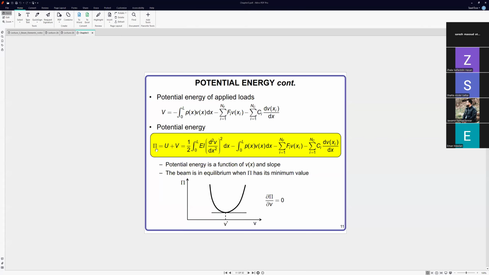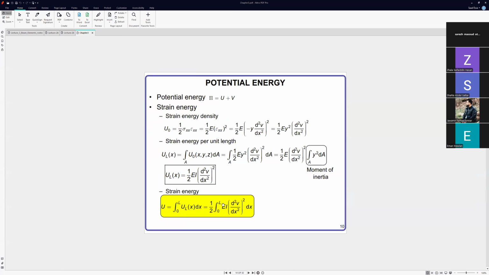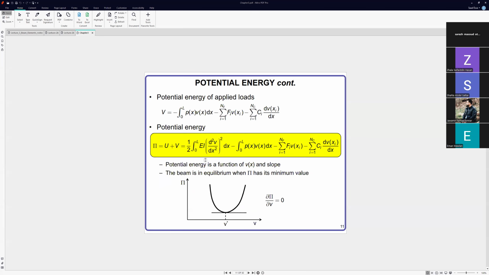You should know this one always. Pi is equal to U plus V, which is the strain energy plus the potential energy of applied load. It is equal to half the integration 0 to L of EI (d squared v over dx squared) squared dx, minus the applied loads. As general, maybe we don't have moment, maybe we don't have distributed load, we just have this one. It's not always that you have all types of loading.